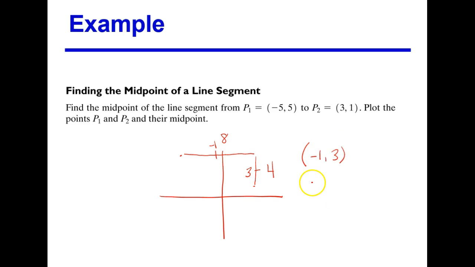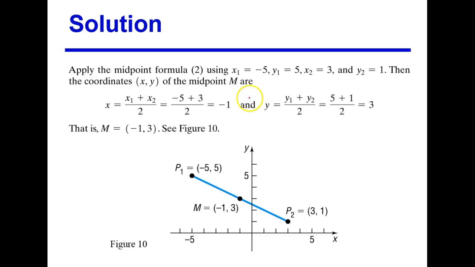Now let's look at actually using the midpoint formula to find that information as well. Here's the midpoint formula using those same points and those same pieces of information. I take x1 plus x2 divided by 2, which is -5 plus 3 divided by 2, which is -1. And here are my y's: y1 plus y2 divided by 2 gives me 3. So I end up with the same exact midpoint, and my picture looks pretty similar. It's not as pretty, but it actually looks pretty similar.